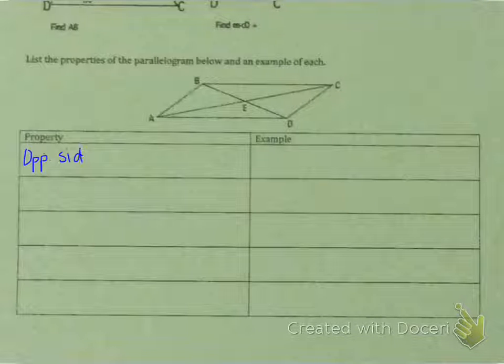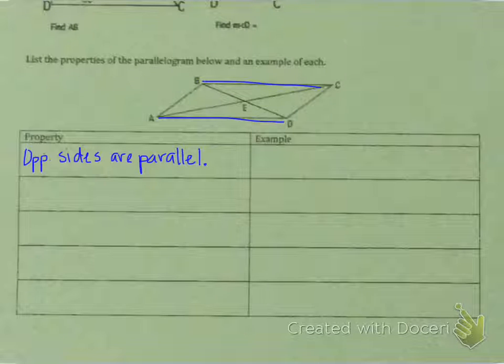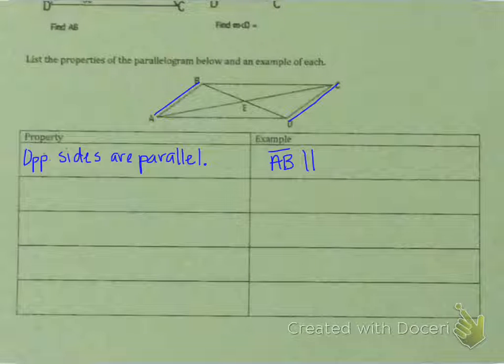sides are parallel. I'm abbreviating a little bit just so I have room. Okay, you could list any pair of opposite sides. So for example, you could say BC and AD are parallel, or you could say AB and DC are parallel. I'm going to use those two. To write it in the right kind of math notation, we write segment AB is parallel to segment DC.